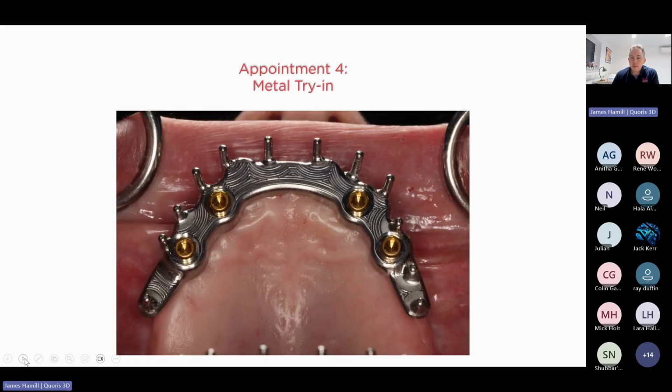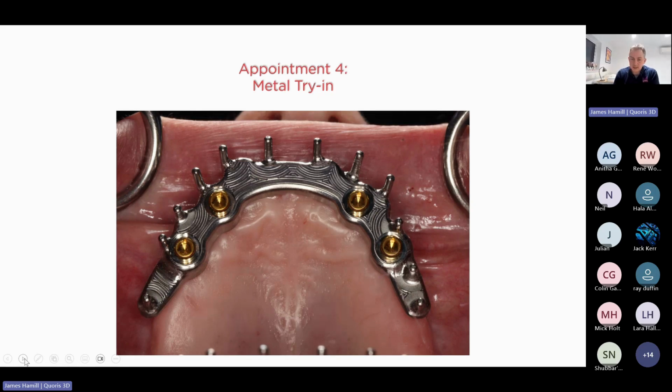And at this point, depending on how you work, that substructure can be sent directly back for verification or fit in the mouth. Now, this could be coupled with trying of teeth over the top, but quite often this was done as two separate appointments so that you really could assess in the mouth as to whether this metal substructure actually fitted or not.